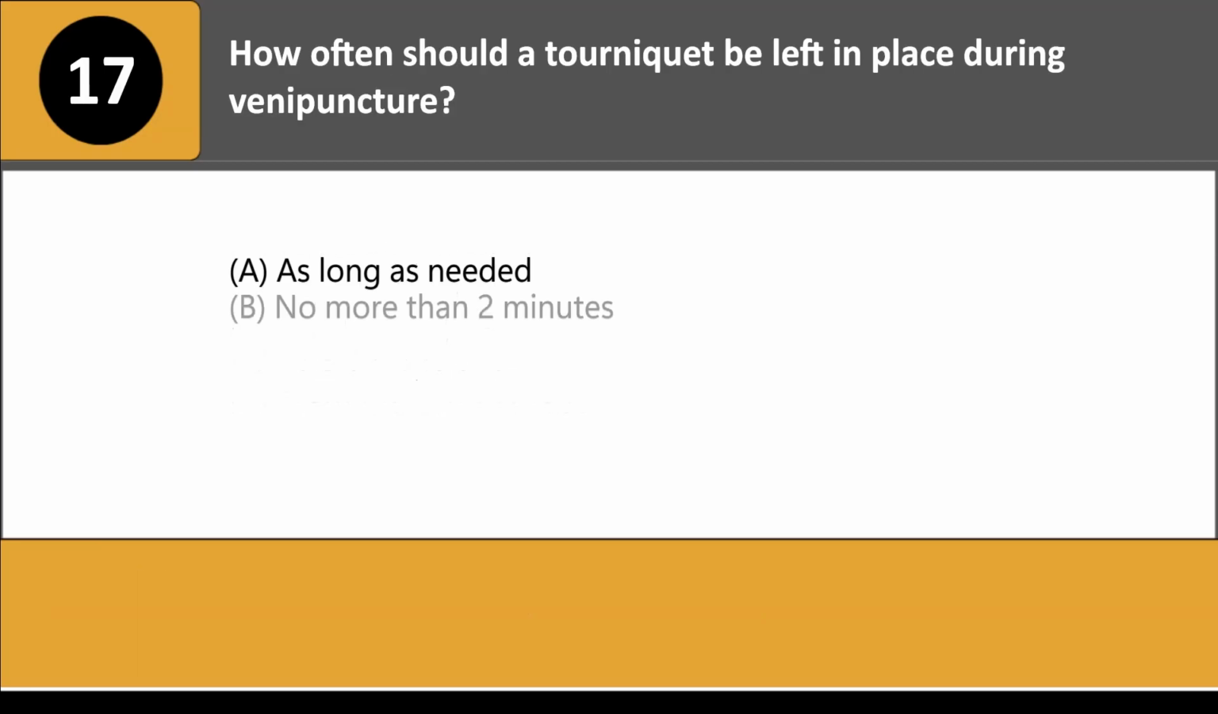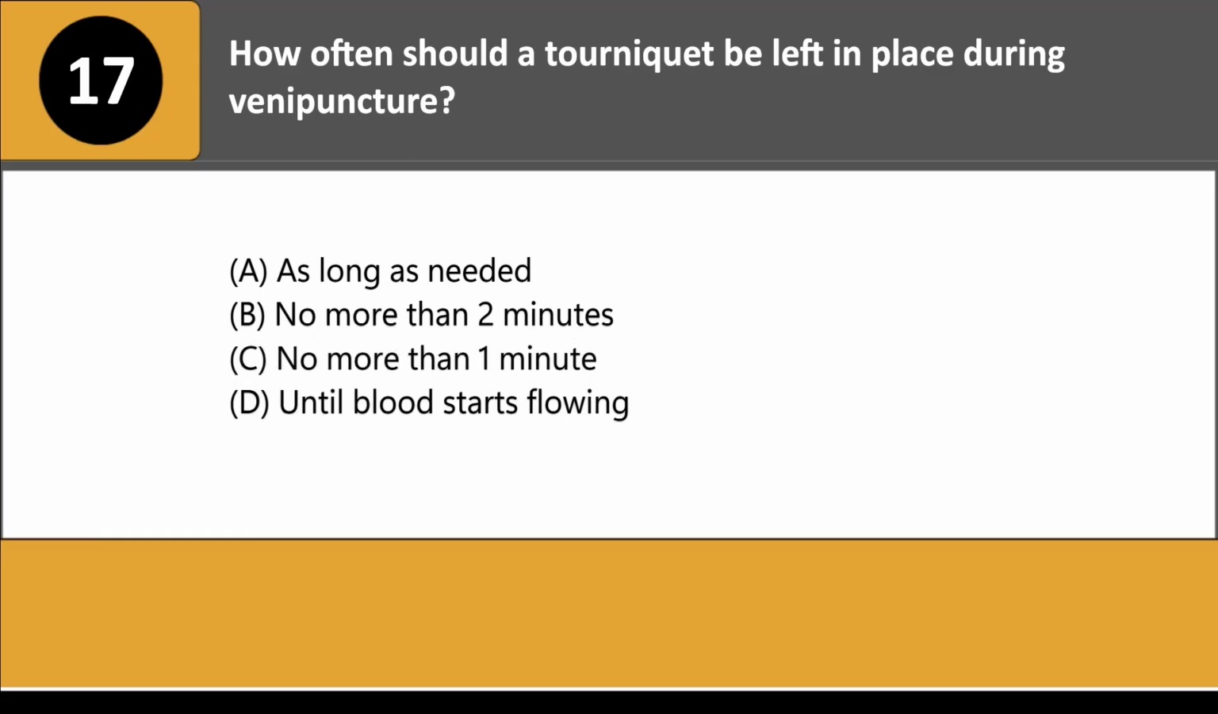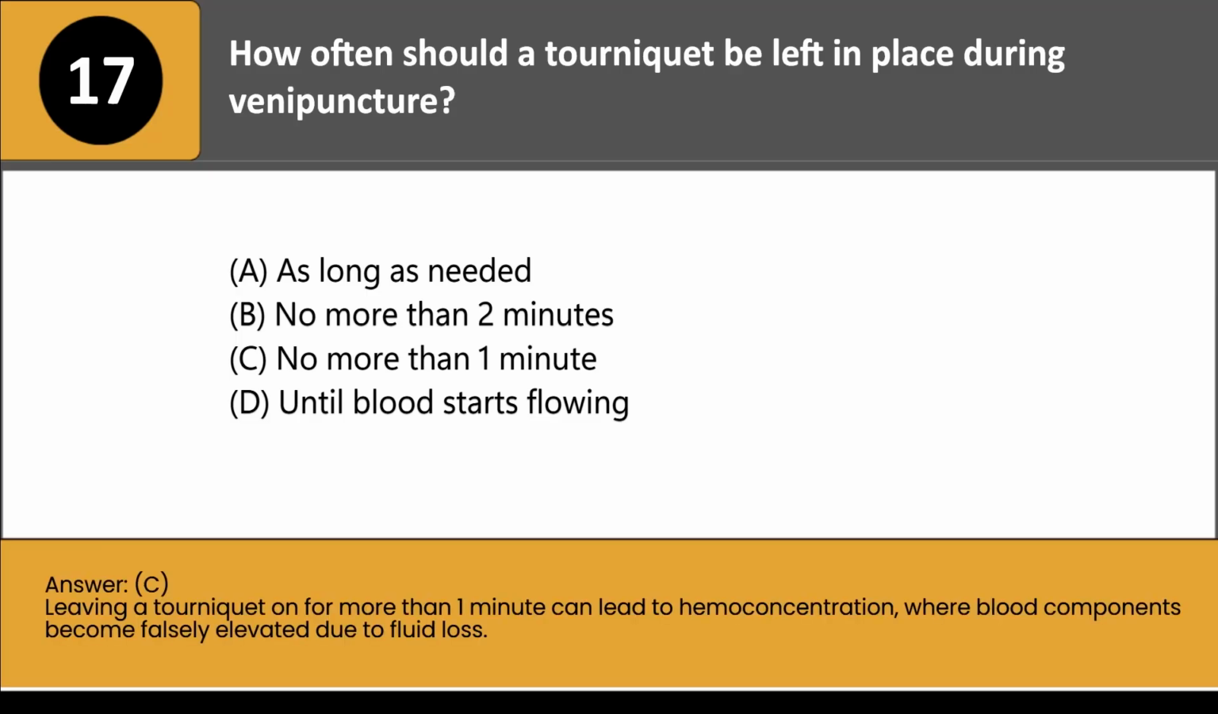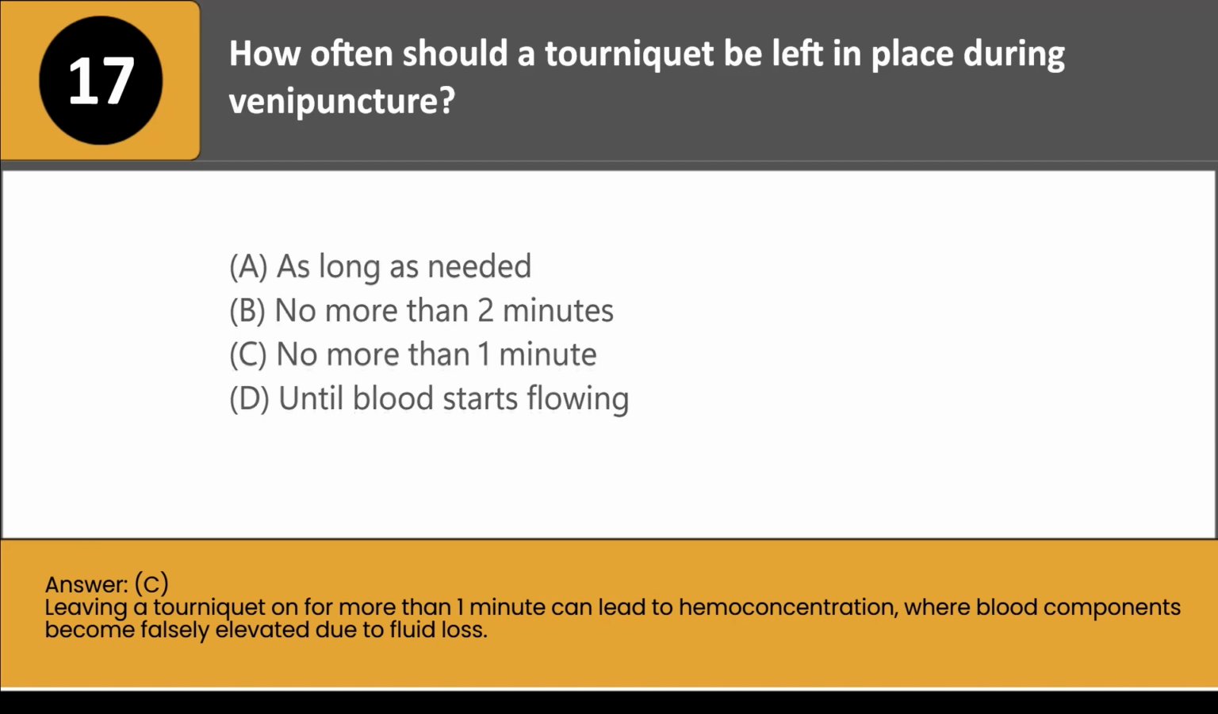How long should a tourniquet be left in place during venipuncture? A. As long as needed. B. No more than 2 minutes. C. No more than 1 minute. D. Until blood starts flowing. Answer C. Leaving a tourniquet on for more than 1 minute can lead to hemoconcentration, where blood components become falsely elevated due to fluid loss.